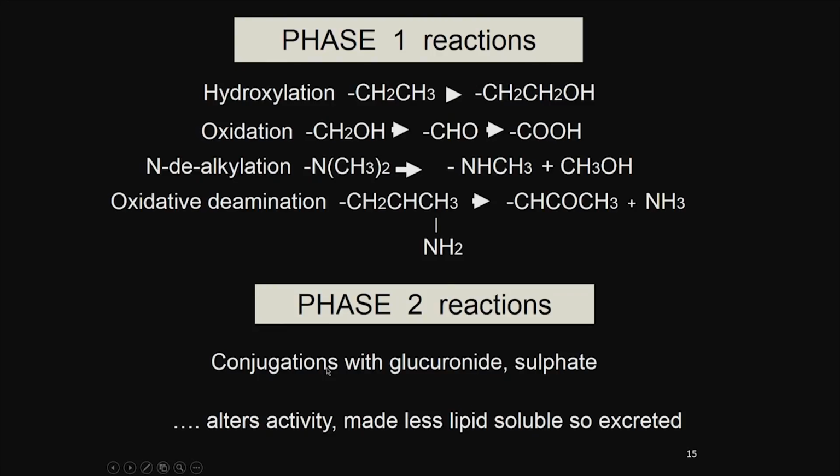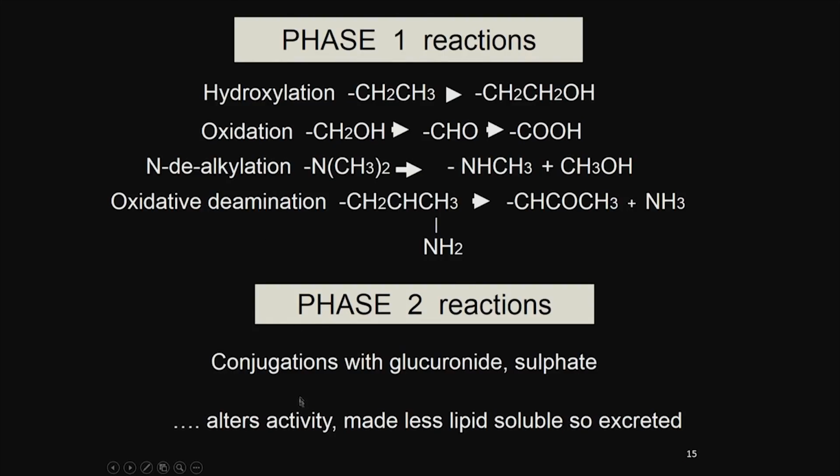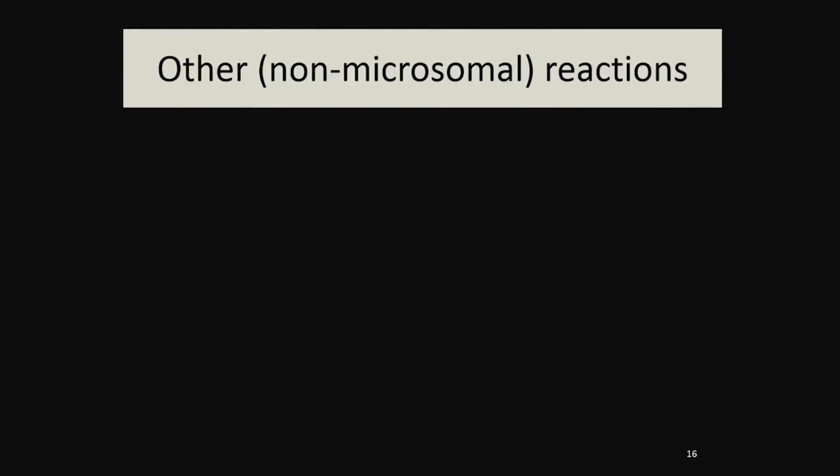In phase 2, you are conjugating it, glucuronide, sulfate, all these groups get conjugated. So it alters activity, it becomes more hydrophilic, less lipid soluble, so it gets excreted because you are adding sulfate and glucuronide. So it becomes more hydrophilic, less lipid soluble, so they get excreted. That is phase 2. Okay, understand? These are the 2 phases by which biotransformation takes place inside the body.